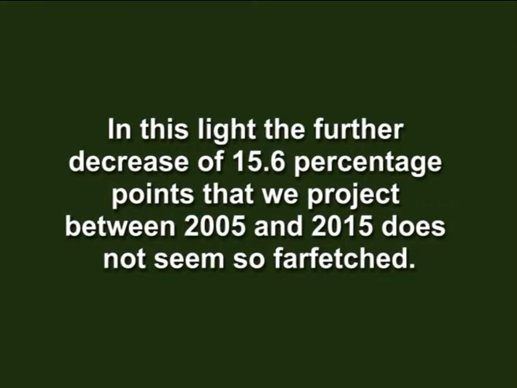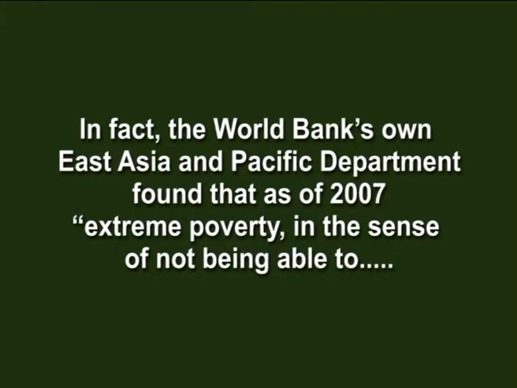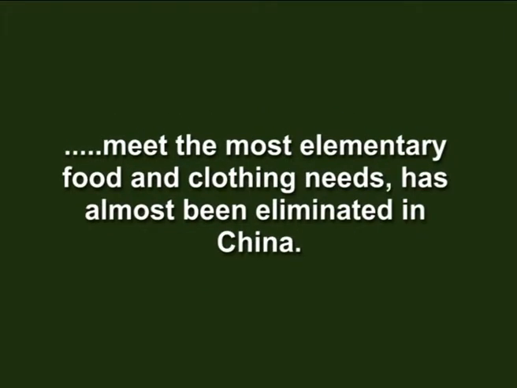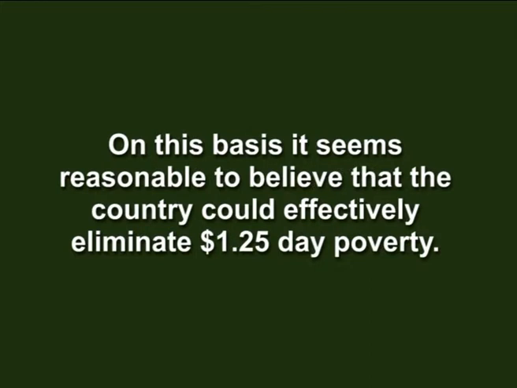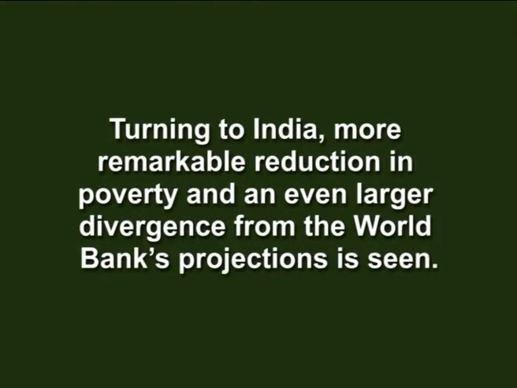In this light, the further decrease of 15.6 percentage points that we project between 2005 and 2015 does not seem so far-fetched. In fact, the World Bank's own East Asia and Pacific Department found that as of 2007, extreme poverty in the sense of not being able to meet the most elementary food and clothing needs has almost been eliminated in China. On this basis, it seems reasonable to believe that the country could effectively eliminate $1.25 per day poverty.